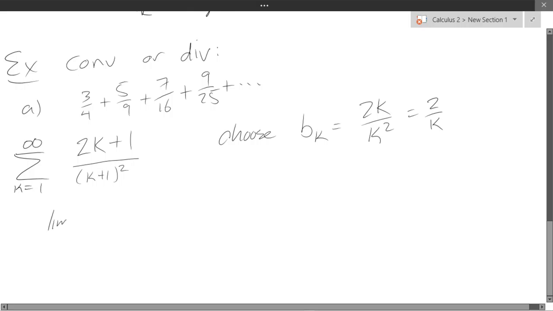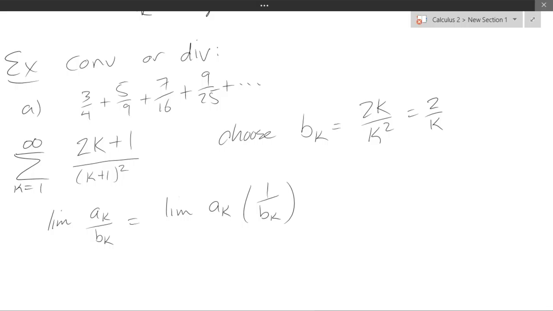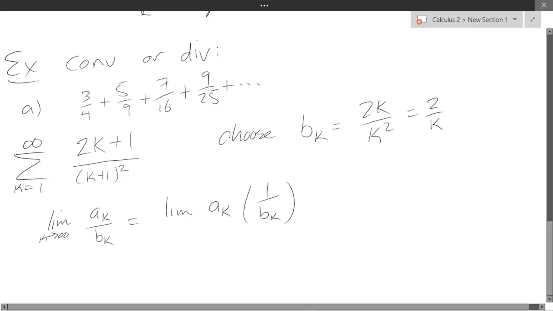So we're going to find the limit of a_k over b_k. And I already know we're going to have fractions. So let's go ahead and write it as a_k times 1 over b_k. I know there's going to be fractions, so we'll just go ahead and write it as the product with the reciprocal. So go ahead and compute this out right now.